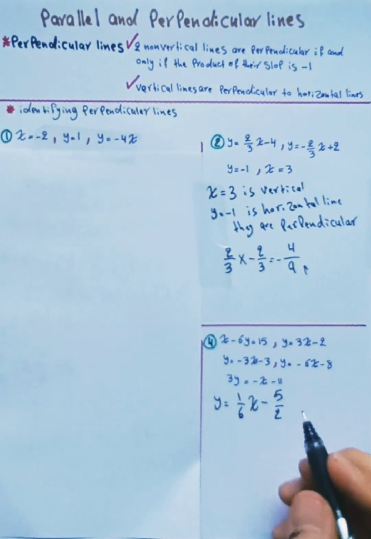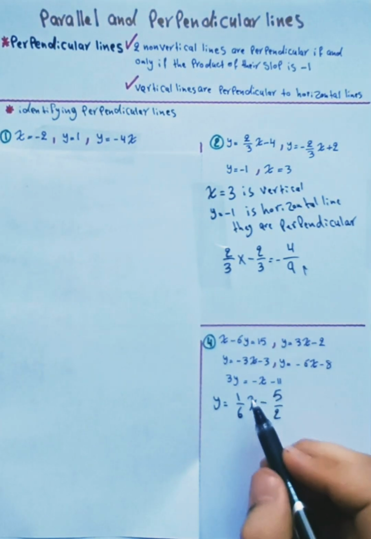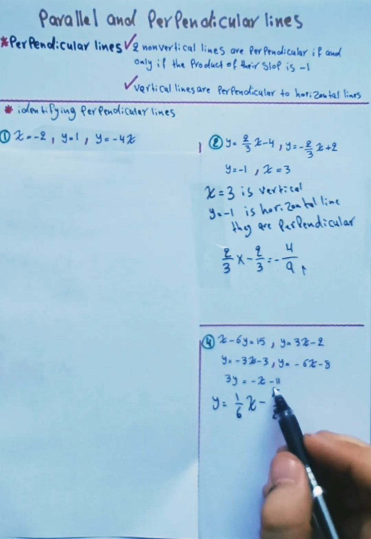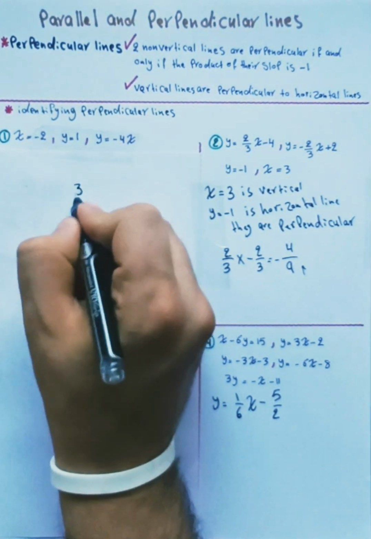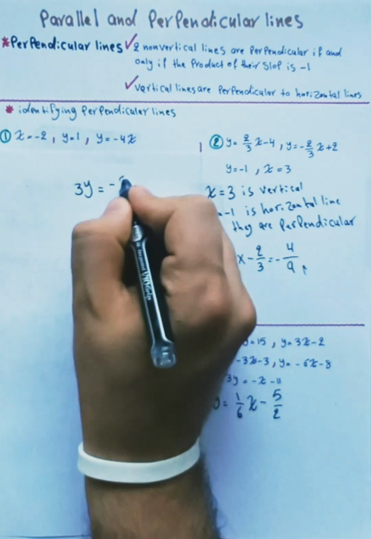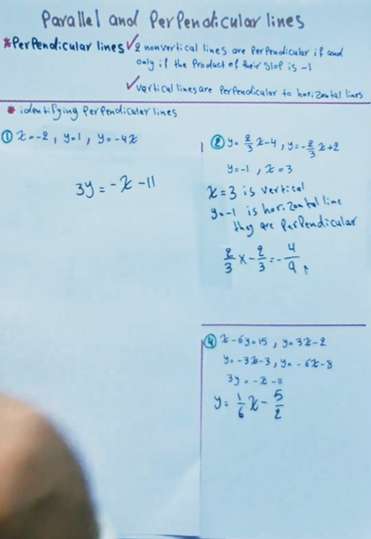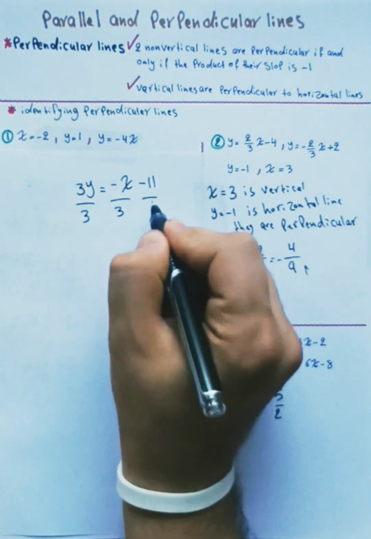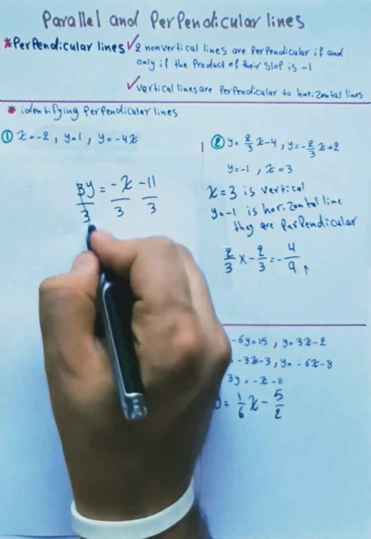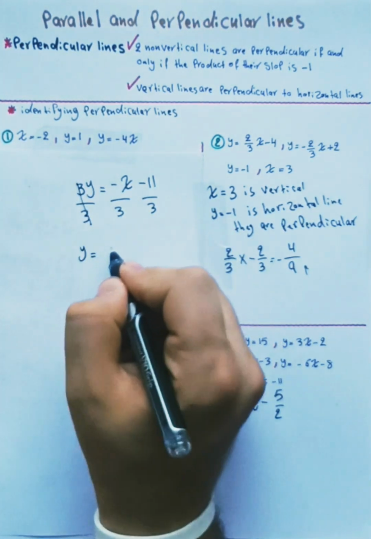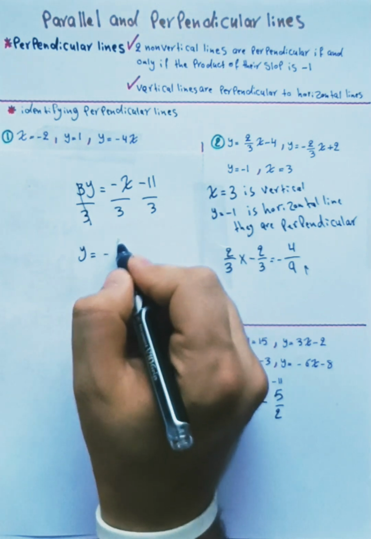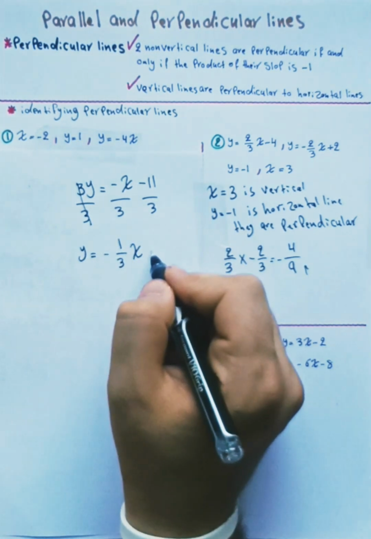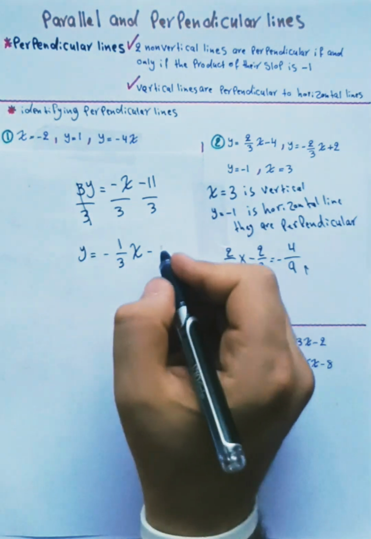After that, you have to rewrite this equation in slope-intercept form. So you have 3y equal to -x minus 11. We have to divide both sides by 3, so these two terms are cancelled. Y equal to -1 out of 3 x minus 11 out of 3.